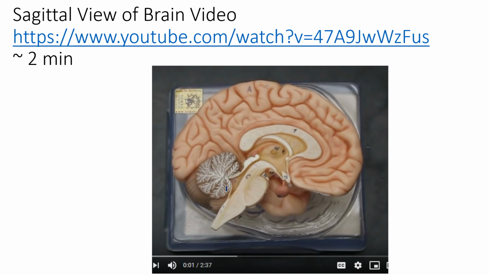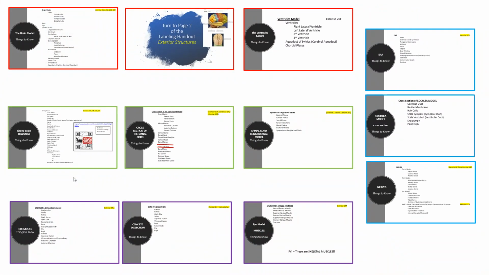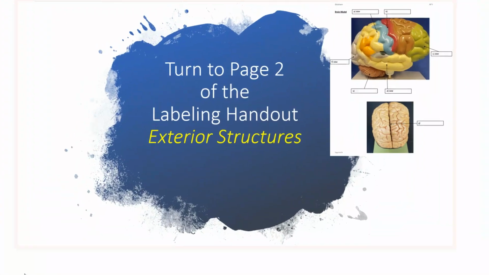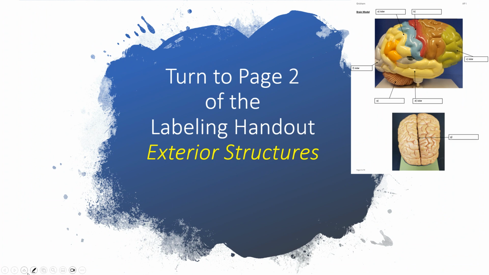I did put on here just a sagittal view of the brain, a description. I just got this off the internet somewhere. So if you need help, just a review of that. Here's a video for you to take a look at. Okay, and that's all of the brain structures. Well, let's take a look at the exterior view of the brain before we quit. So let's do the next page.